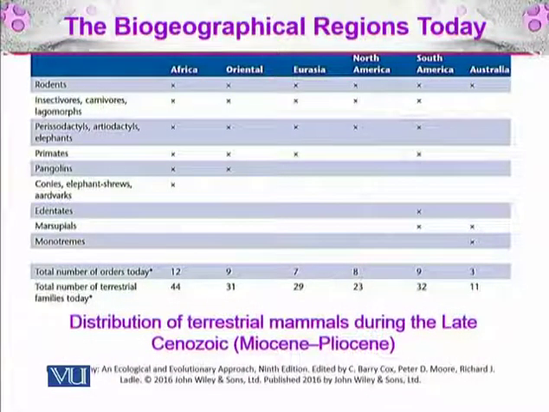Here you can see the distribution of terrestrial mammals during the late Cenozoic, which is Miocene to Pliocene.